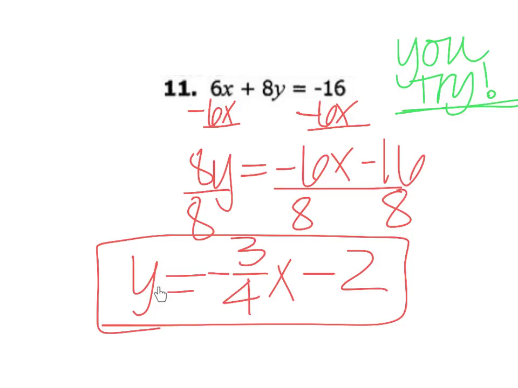The 8's over here will cancel out. We're left with y. Negative 6 over 8 will simplify to negative 3/4 because we divide the top and the bottom by 2. Can't forget to bring down the x, and then negative 16 divided by 8 gives us negative 2. All right, if you have any questions, call me over so I can help you. Otherwise, let's move on.